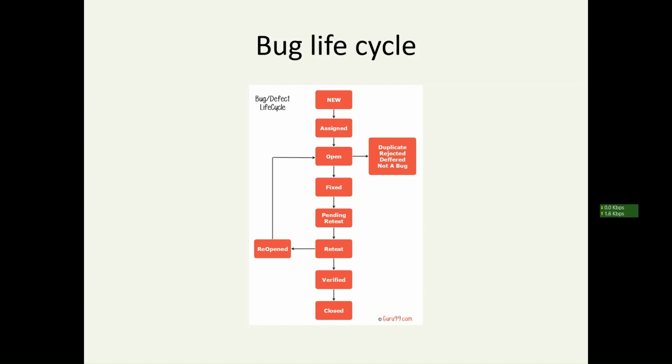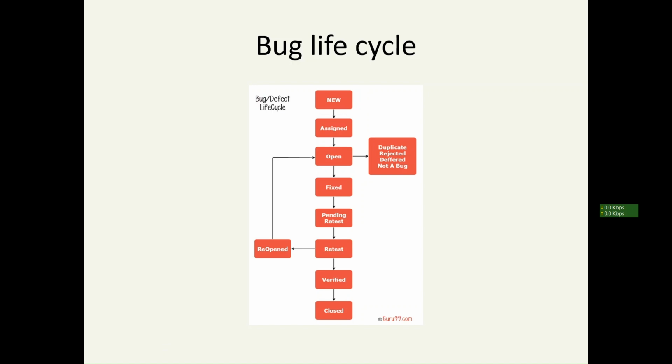Tester finds a bug and files a bug, that is called as a new. Next, once a tester has filed a bug, it will be assigned to a particular developer. That status is called as an assigned. Normally on the board, you will mark that particular right developer's name. You'll put the tag with that particular name so that he is assigned to do that particular work.